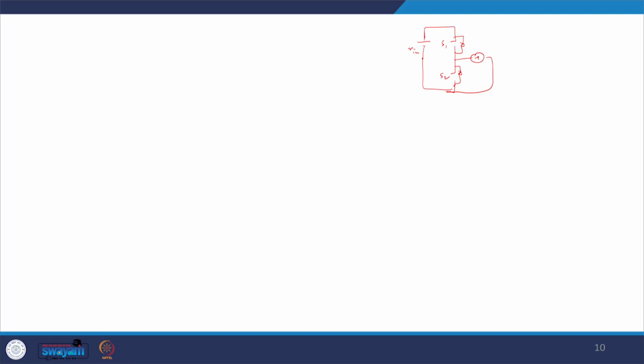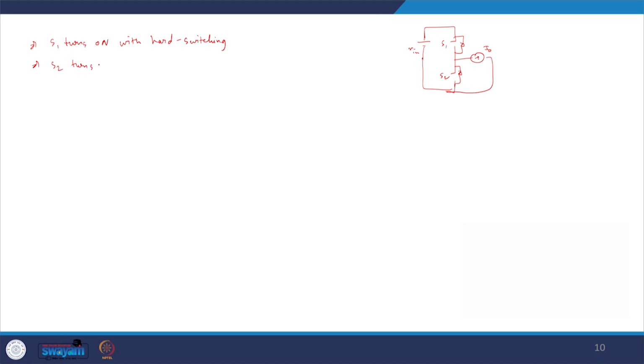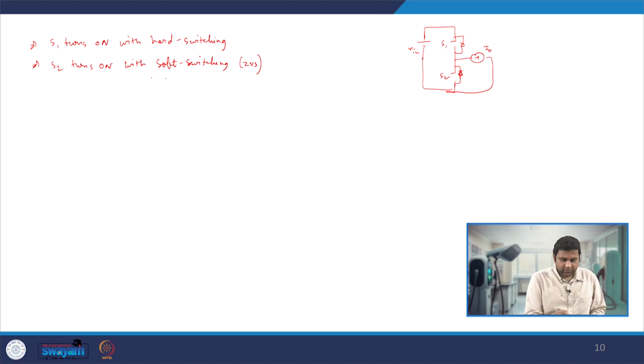So what we have seen, if we take this particular circuit, is that S1 turns on with hard switching, and S2 turns on with soft switching, which is nothing but the ZVS operation we get.